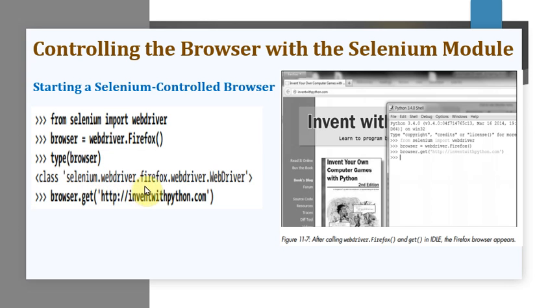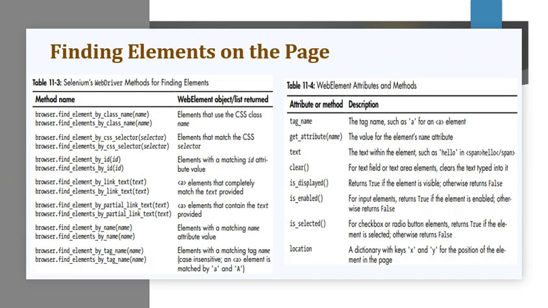That is WebDriver.Firefox. Okay, and the last statement, what does it do? Browser.get, that is you're launching the browser Firefox. When it is launching, it will be having this particular URL. Okay, so that is all about starting a Selenium controlled browser.